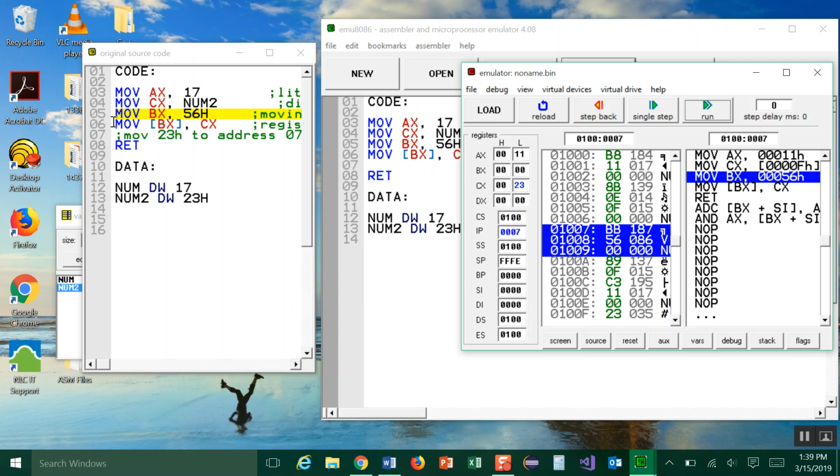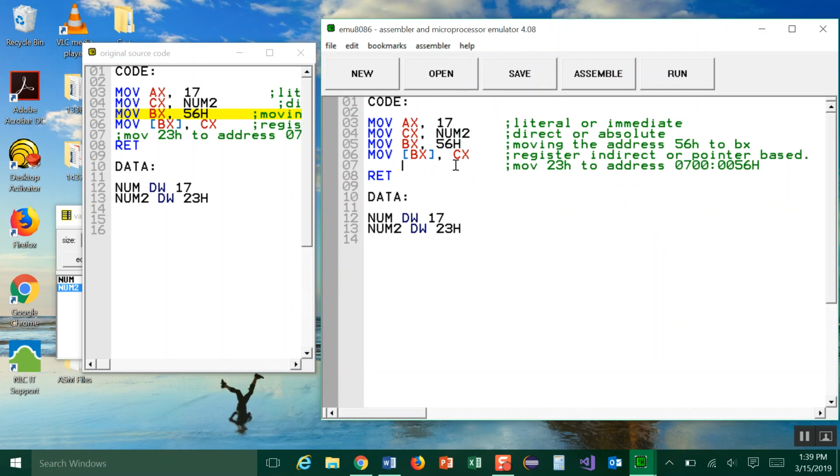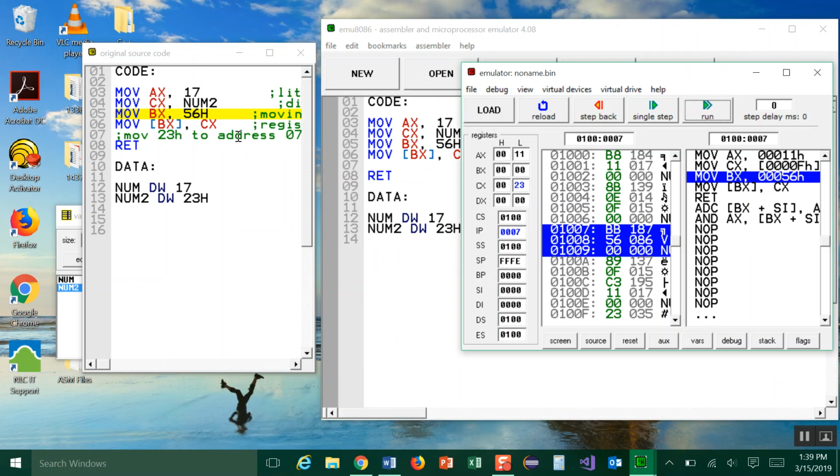The next instruction, move num2 to CX. This is called direct or absolute. What does that mean? That means we have 2 direct or absolute addresses. CX is a register. Num2, we have its address. If you look at that, that is 0000F. That is the address for where that value is. So that's why we say it is direct.